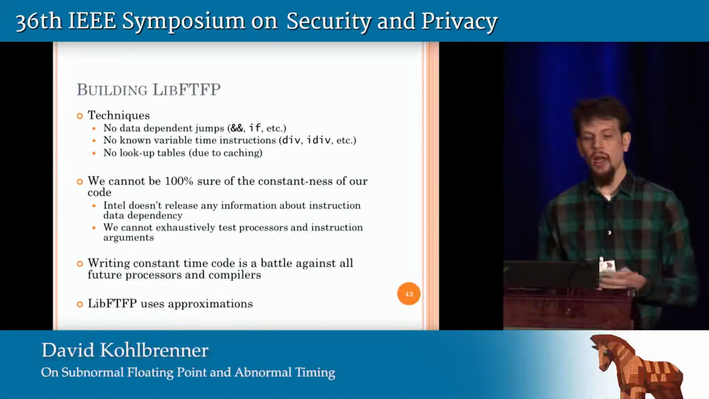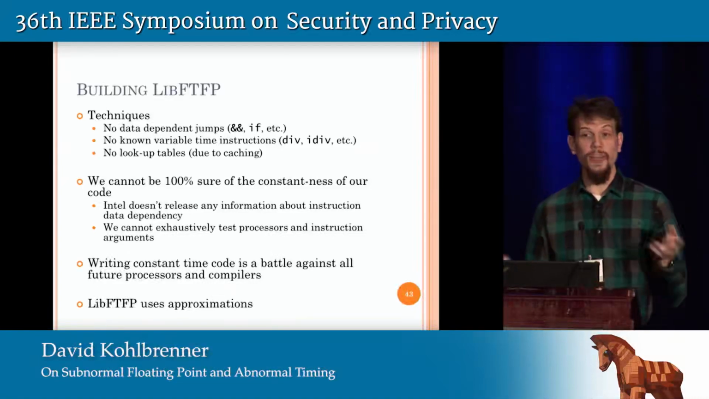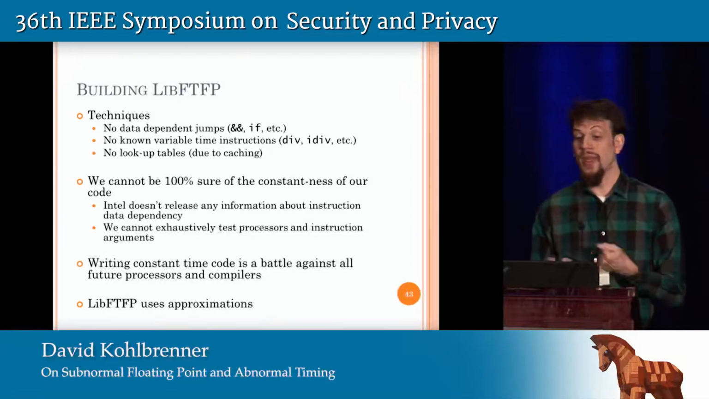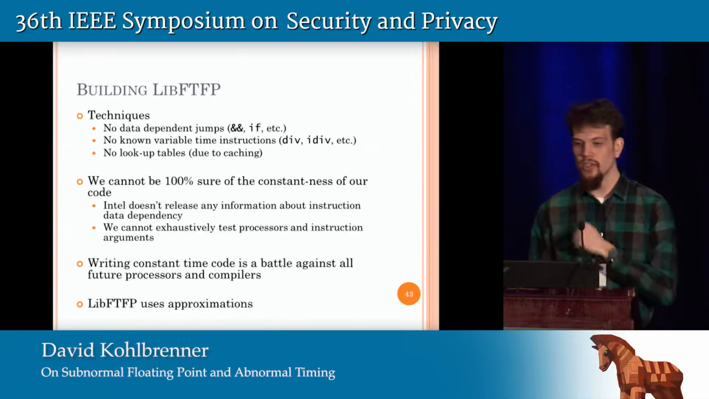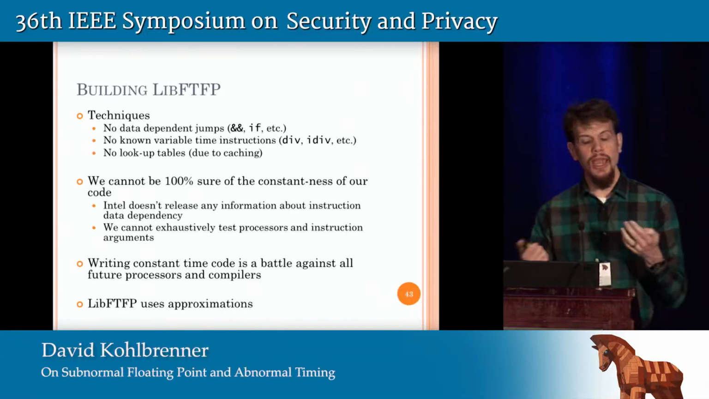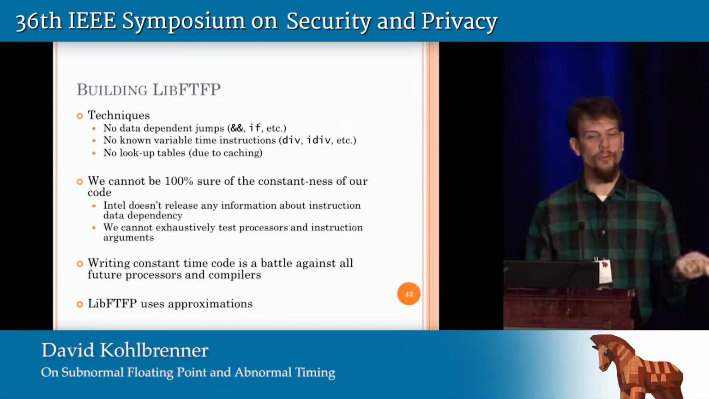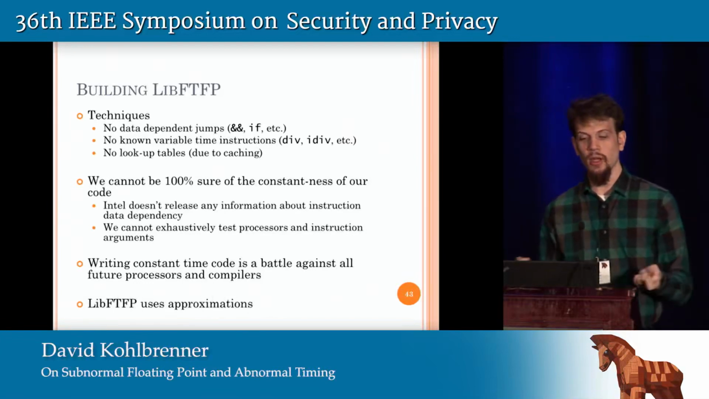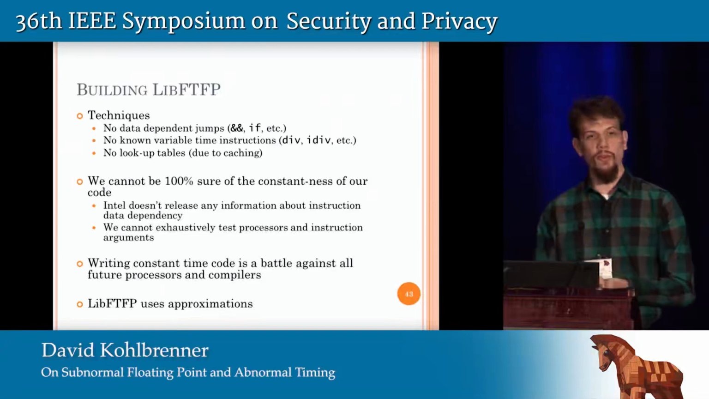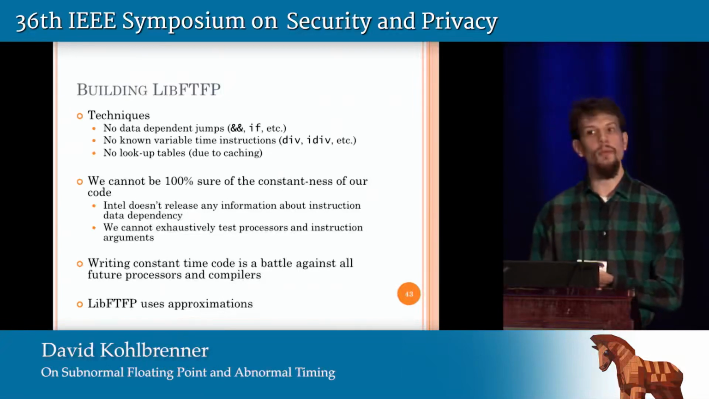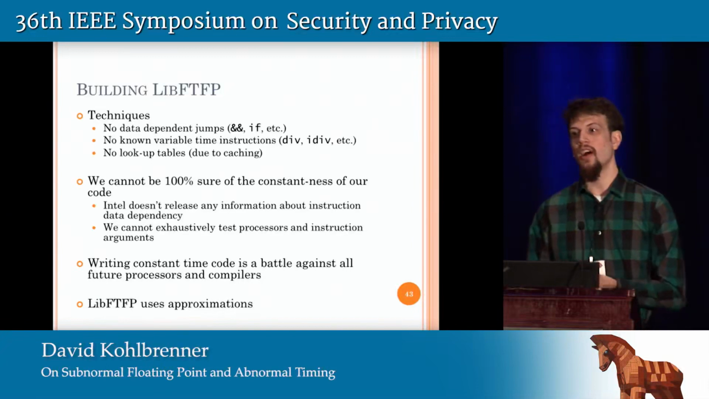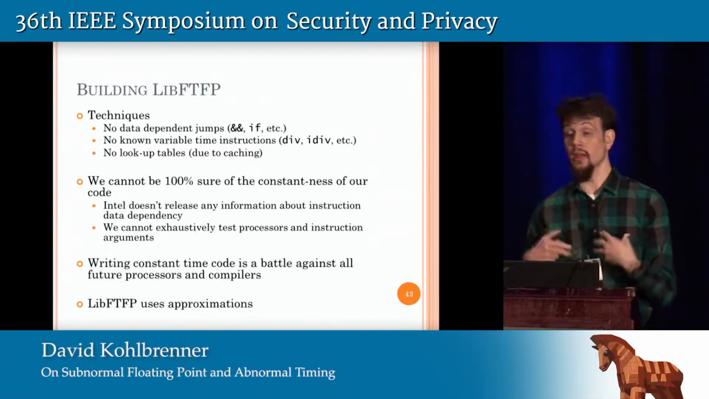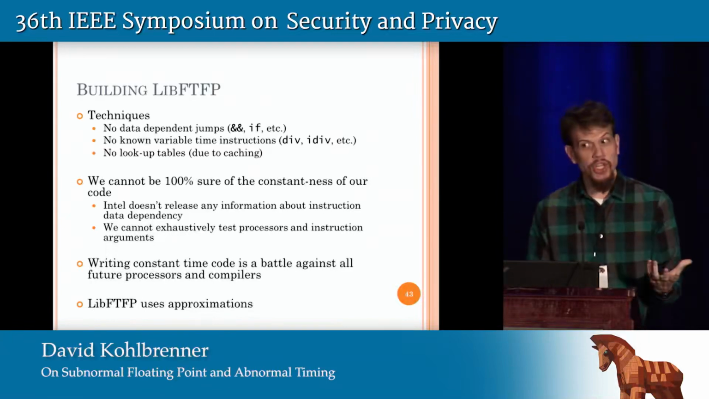Well, I say probably constant time. We tried really hard. Techniques we used: no data dependent jumps. This means avoiding things like double ampersand. It means using a lot of preprocessor macros. You can't use instructions like div, so you get to re-implement division yourself. You can't have lookup tables due to caching and memory accesses. But we can't be 100% sure of the constantness of our code. And this is where I'd really love to talk to Intel some more, because they're totally unwilling to release information about the data dependency timing, and honestly the timing in general, of many of their instructions. And we can't exhaustively test this. So our library uses things that we think are constant time, and we spent a long time testing, but we can't be sure of it.